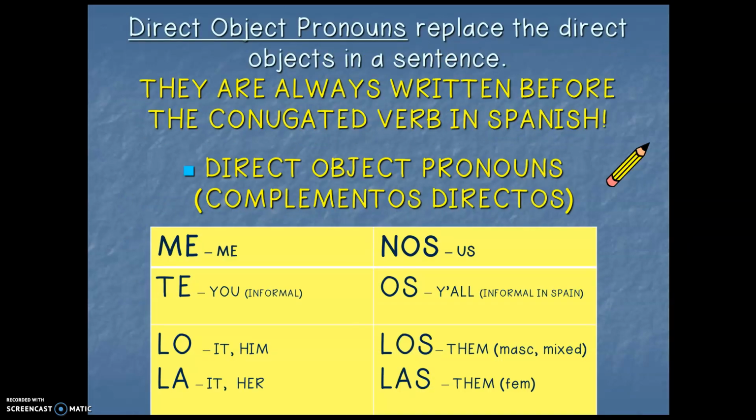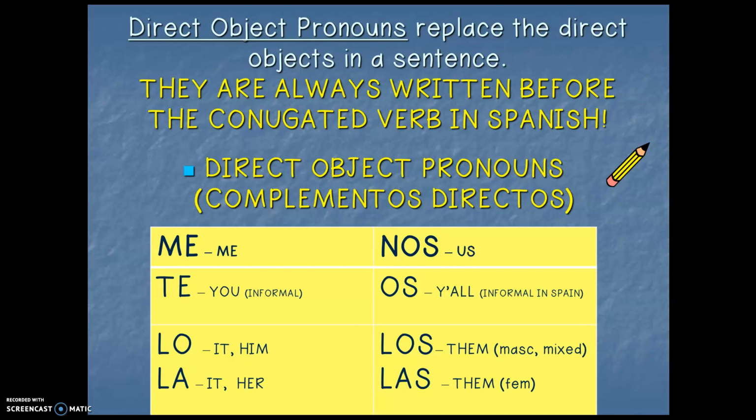Direct object pronouns replace the direct objects in a sentence. They are always written before the conjugated verb in Spanish. Please make sure that you copy this chart of the complementos directos into your notes. Me means me. Te means you. Lo is used to replace it or him. La refers to it or her. Nos refers to us. Os refers to y'all.